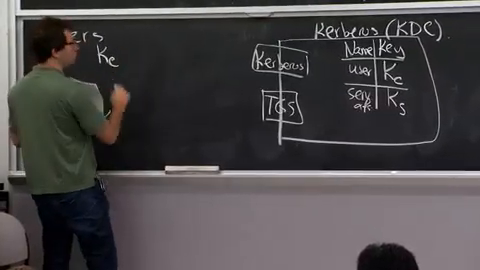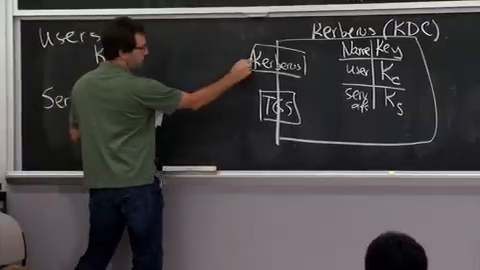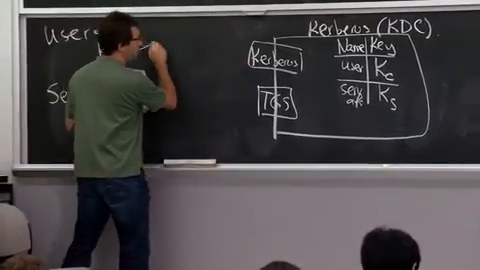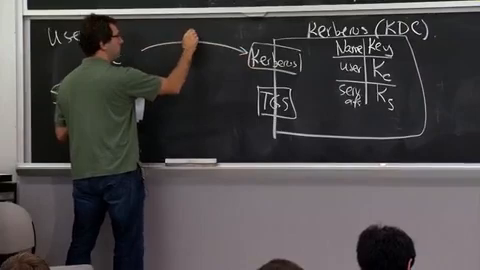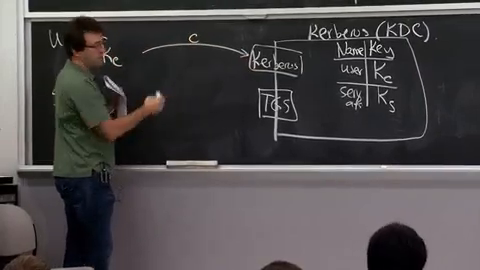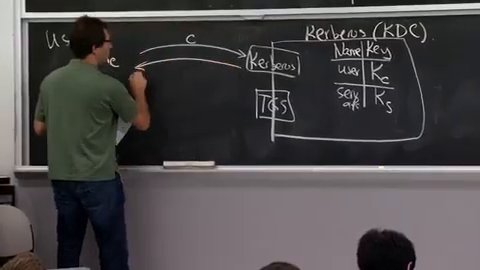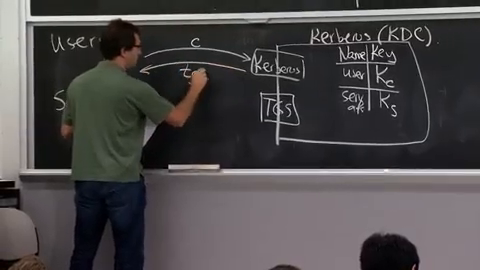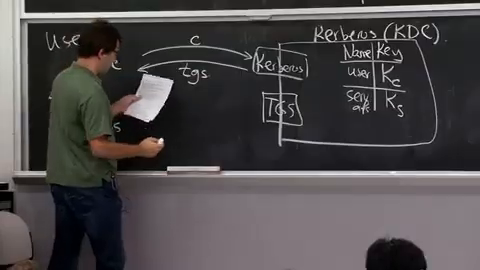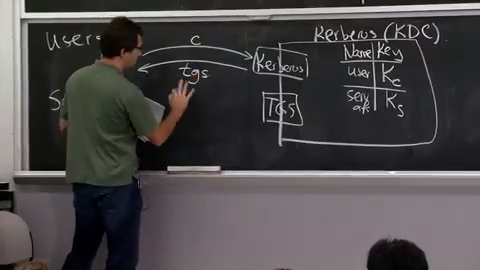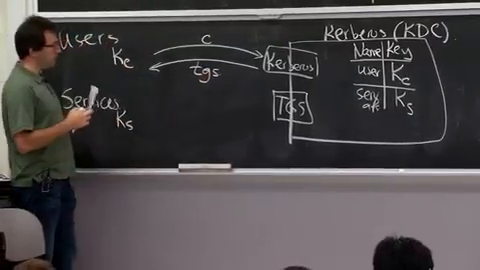So initially, when the user logs in, they're going to talk to this guy over here. And they're going to send their client name, C. So this might be your Athena username. And the server is going to respond back with a ticket, a TGS, or, well, some sort of a ticket. We'll look at the details in a bit.